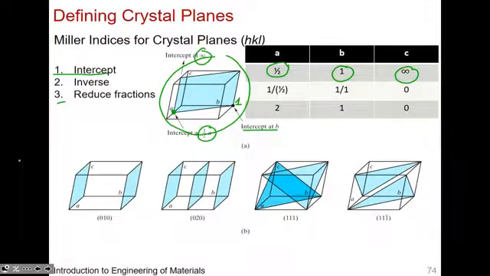And so when you look at a plane like this, if you're asked, what is this plane? What is the Miller indices for this plane? What is the hkl for this plane? This is how you figure it out. And the other examples that are listed here, 010, 020, 111, 11 bar 1, so that's -1.